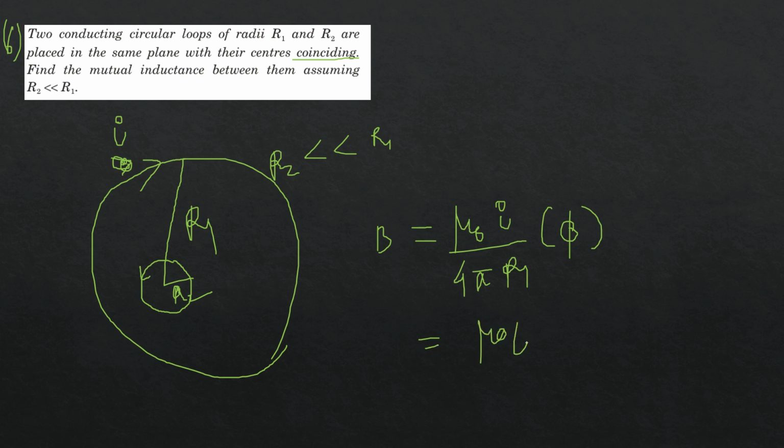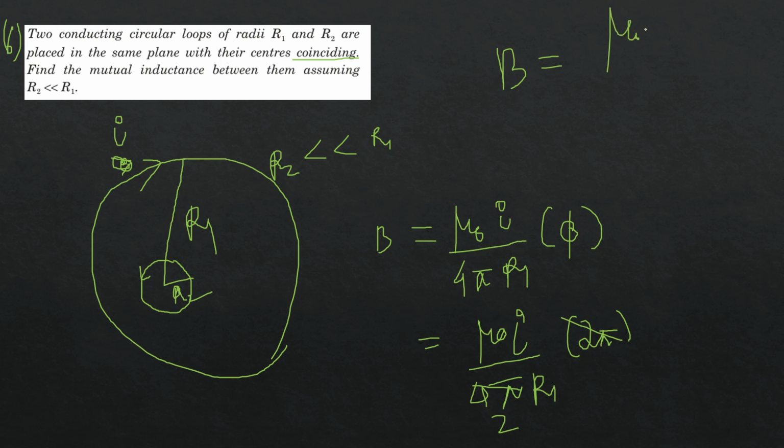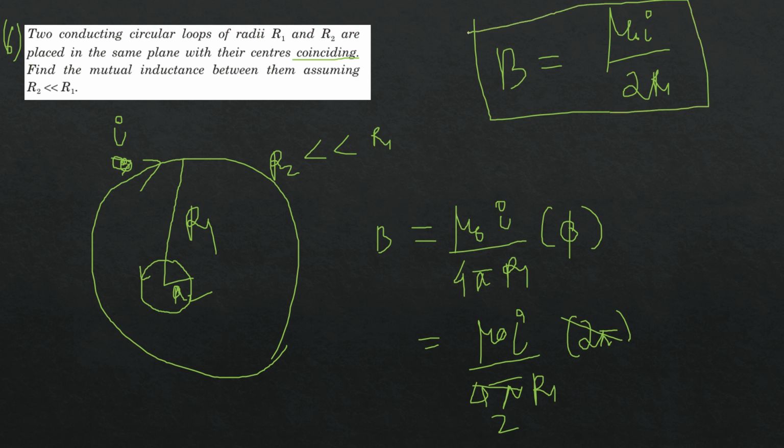Mu naught I by 4 pi r1, and this is your 2 pi. So 2 pi and 4 pi cancel each other out, it becomes 2. So B is equal to mu naught I by 2 r1. Okay, so this is the magnetic field because of the outer loop.